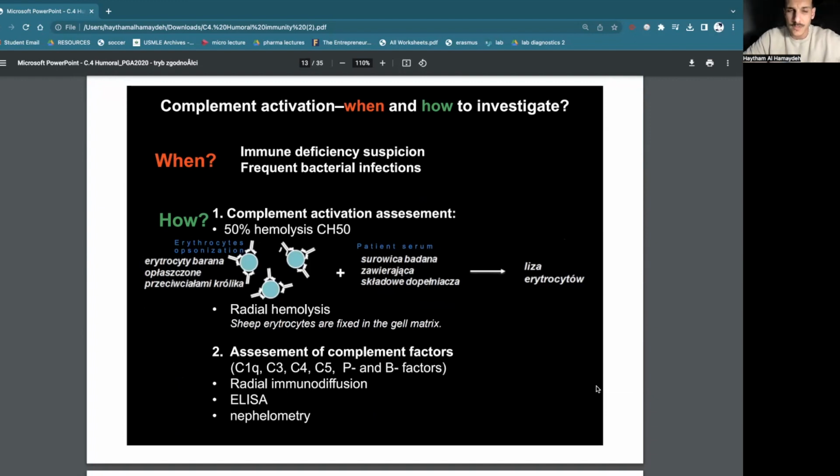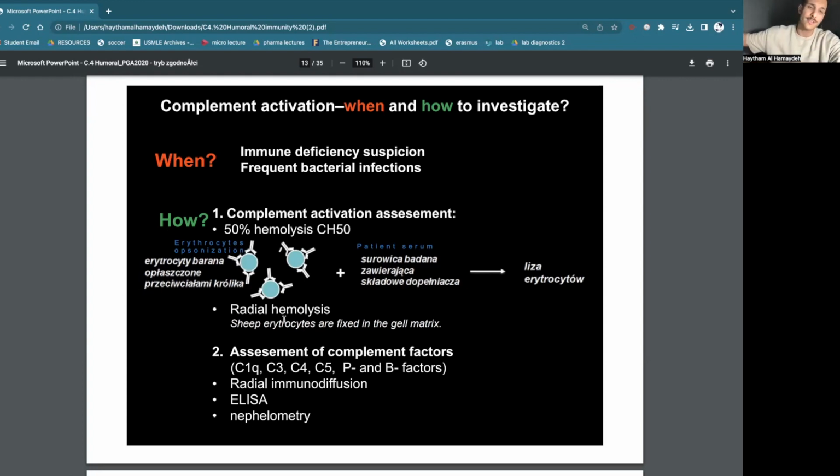Complement produces the MAC complex, which is necessary to attack and help us fight the bacteria. Now we can detect if it's functional or not. We may be suspicious about the function of the immune system because of so many bacterial infections. How can we do this? By two tests. The first one is a complement activation assessment. It can be the 50% hemolysis CH50 or the radial hemolysis, okay?